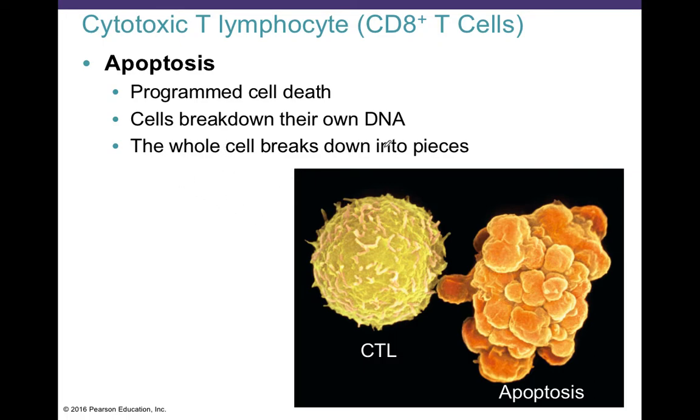And this activates a whole bunch of events, including breaking down their own DNA. They'll start to digest their own DNA, and they'll start to break down the cell into little pieces. And so we actually see that starting to happen here. The cell is sort of breaking itself up into little bits. And eventually those little bits will be broken away from the cell, and the cell will be disintegrated into nothing. And those fragments can be picked up by macrophages or other parts of the immune system.